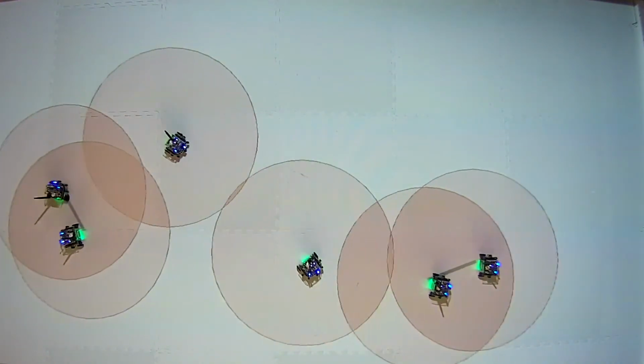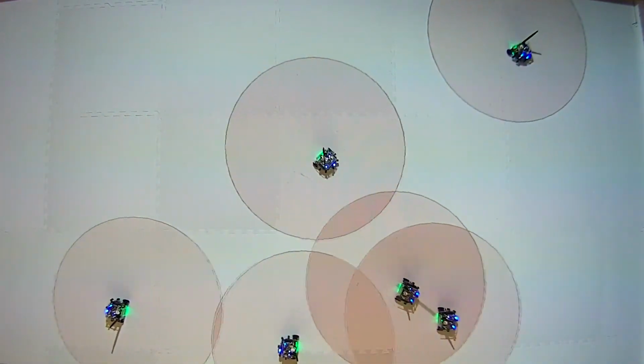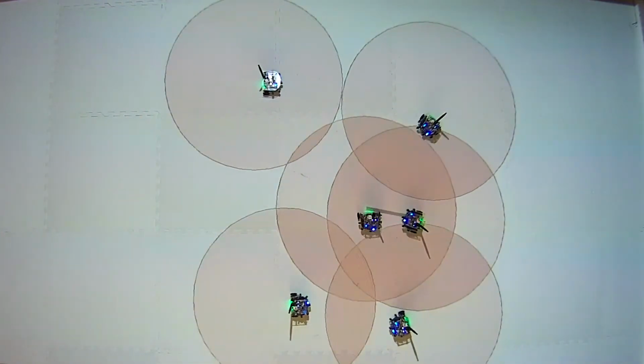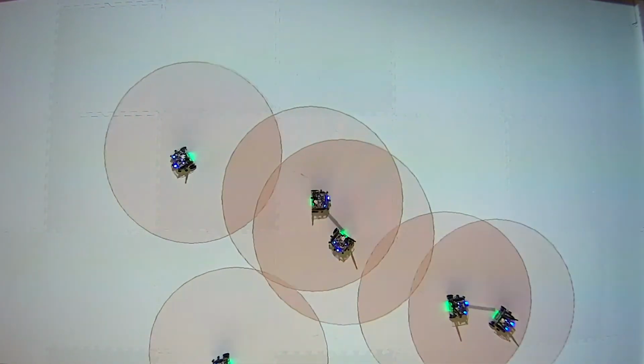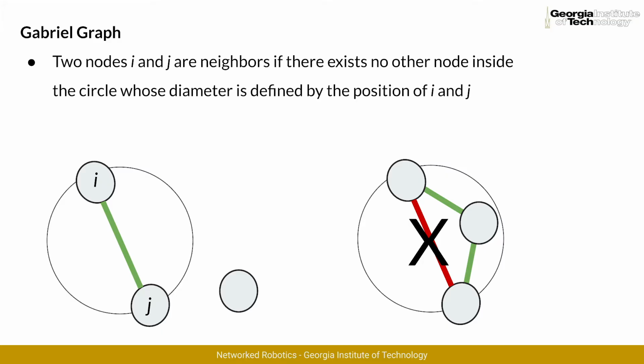In this example, a team of robots is moving between random points. The lines projected on the floor represent the delta disk graph that exists between the robots at any given time. As we can see, this graph changes over time as robots move. Another possible choice of proximity graph is the Gabriel graph. In this case, two robots are neighbors if there exist no other robots inside the circle whose diameter is defined by the two robots themselves.